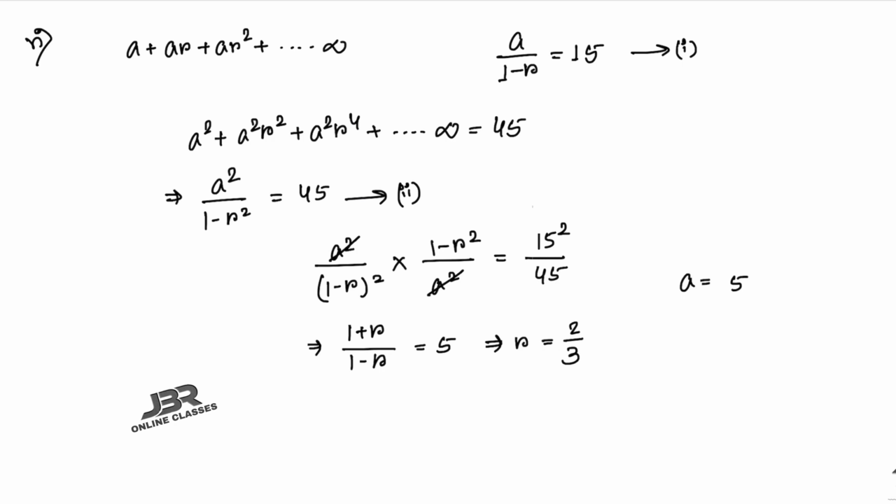So the series will be 5 + 10/3 + 20/9 + 40/27 + ... in this way.